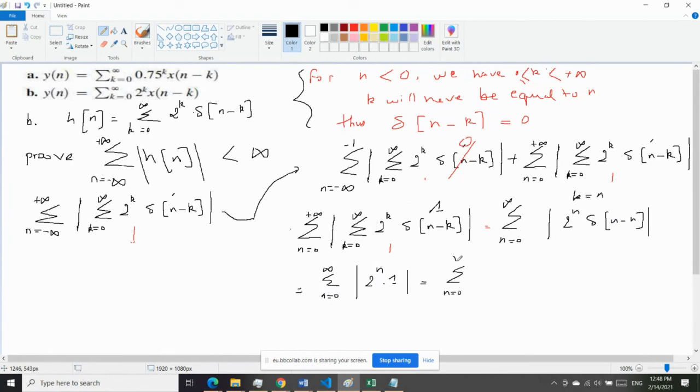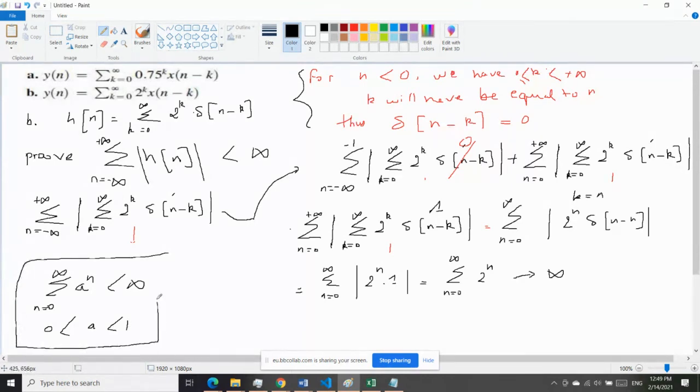Basically we have to sum, n from 0 to infinity, the absolute value of 2 to the power of n. This is always positive, the values of 2 to the power of n won't be negative, so there's no need for the absolute value. Now unfortunately, in mathematics we know this sum is not less than infinity; in fact it goes to infinity, because this sum grows as you add 2 to the power of n forever until it reaches infinity. When is this sum less than infinity? There is a rule: this is called a geometric series, and it is less than infinity when a is between 0 and 1. If a is not between 0 and 1, it's not going to be less than infinity.